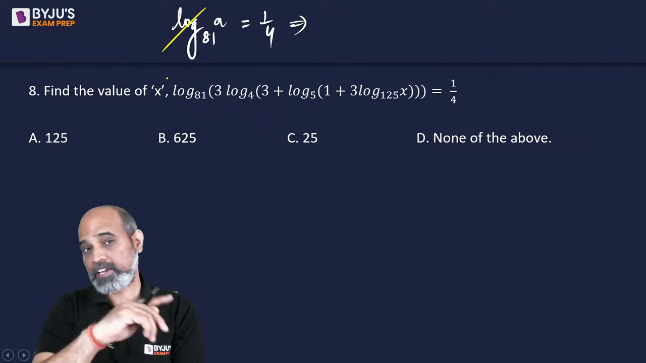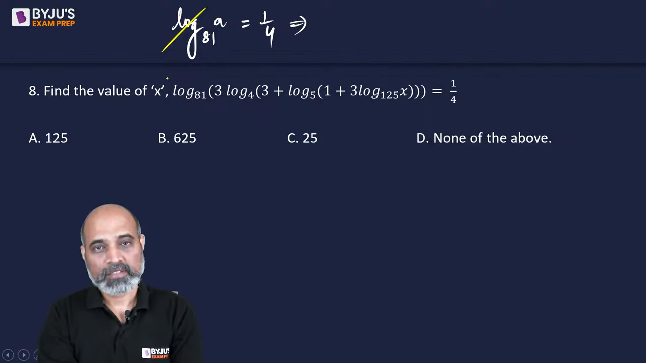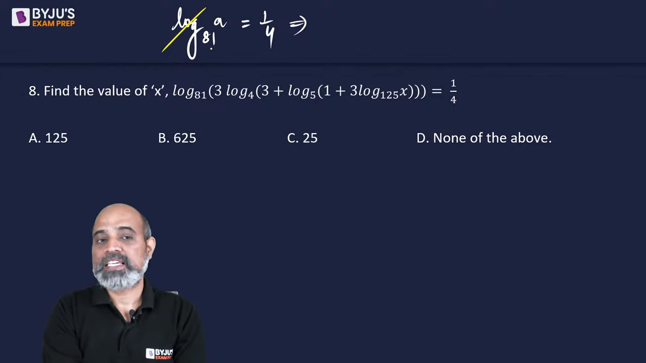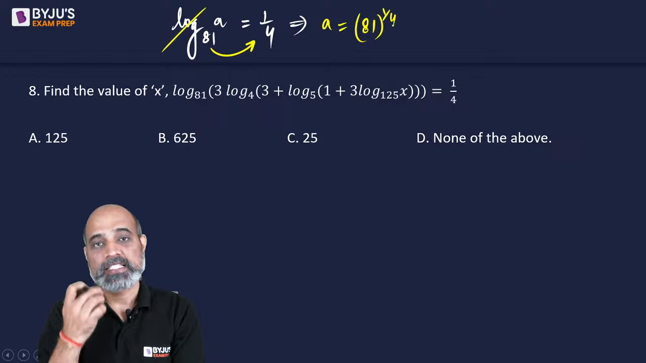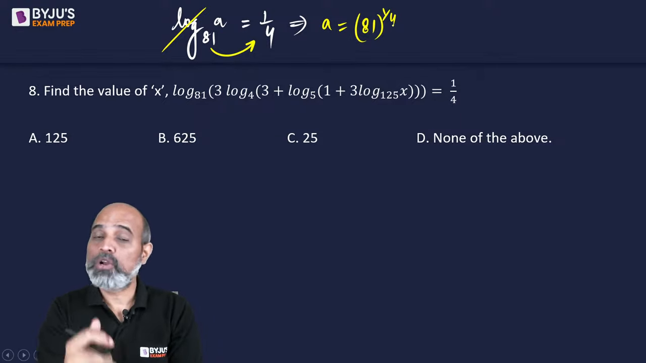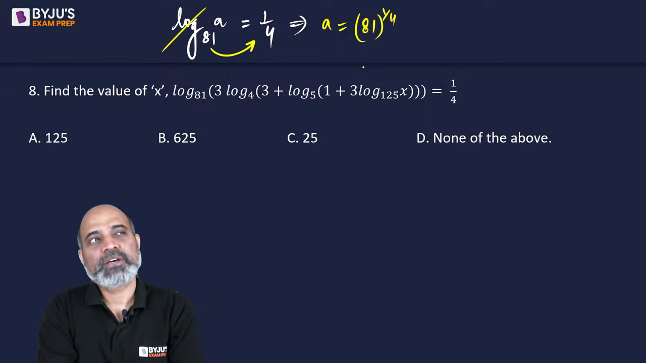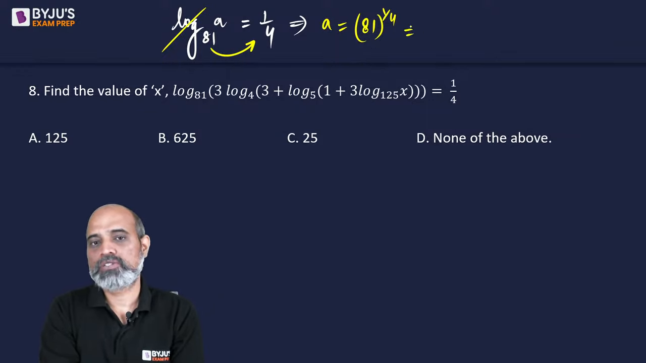See, log is there not on both the sides, है ना? तो क्या करते हैं? When log is removed, this base goes to the other side and it moves the other side as the power. That's exactly how log works. So what is 1/4 of 81? In other words, किस number का power 81 होता है? So this will result in a is equal to 3.